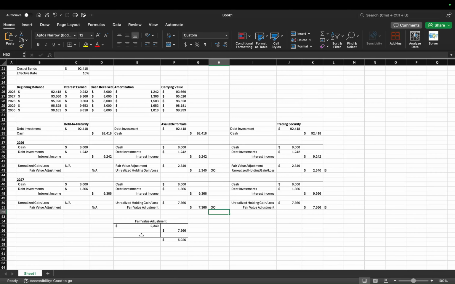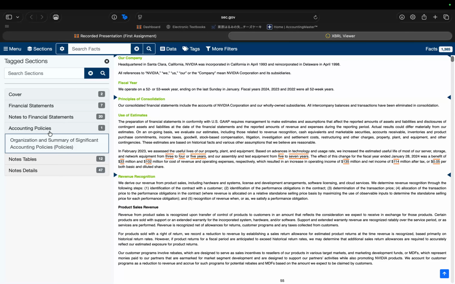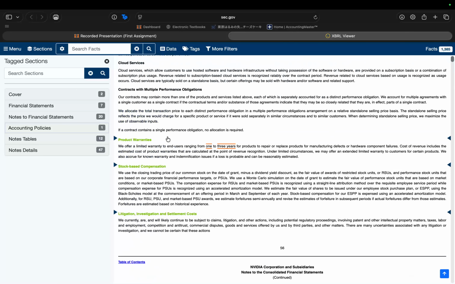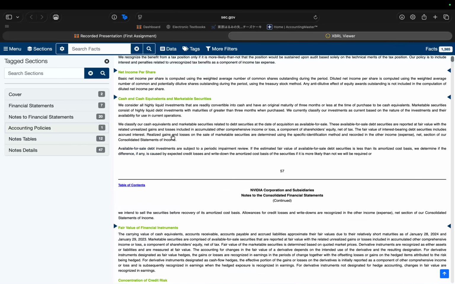And then for my real world example, we're going to Edgar, and we're going to be looking at NVIDIA. So if you go to their accounting policies, I believe, let's see. Yes. So under their accounting policies, they do disclose that we classify our cash equivalents and marketable securities related to debt securities at the date of acquisition as available for sale.